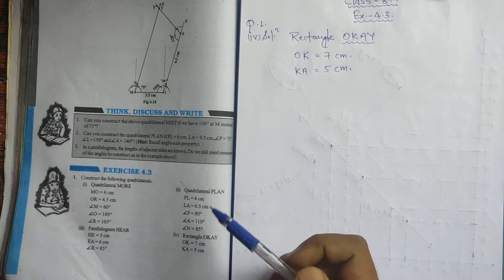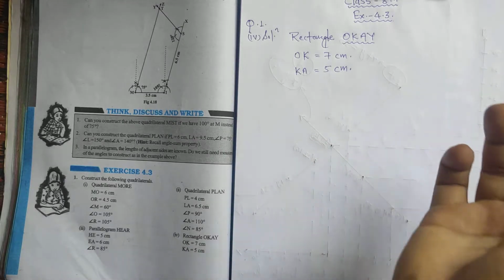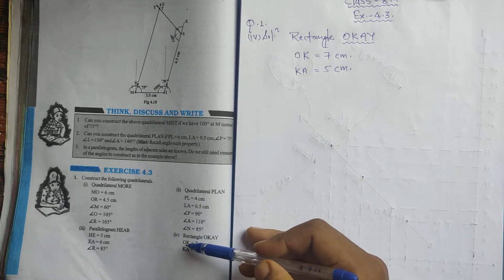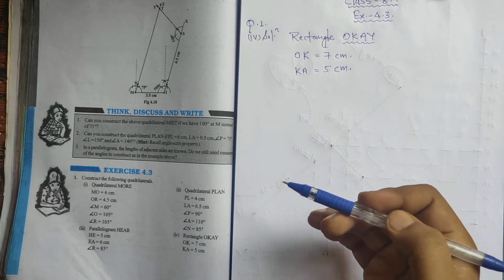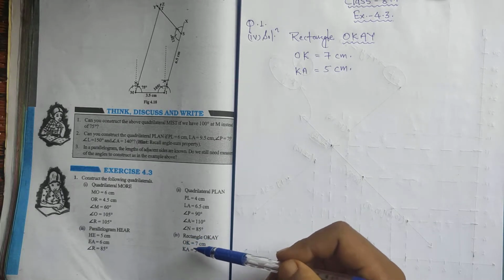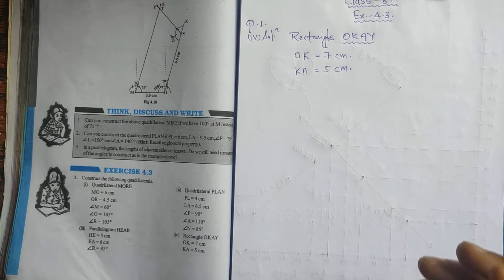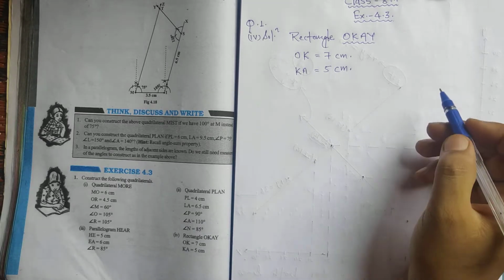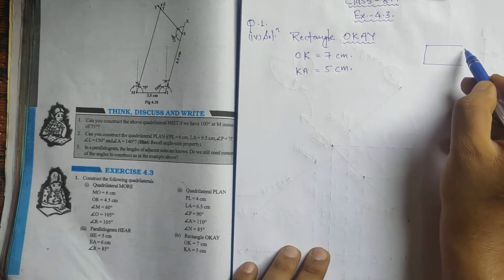Now question number 4, we have to construct the following quadrilateral. In question number 4 we have to construct a rectangle OKAY. Only two sides were given, OK and KA. What we know about a rectangle is that all the angles of a rectangle are of 90 degrees. So in a rough sketch diagram we can understand.